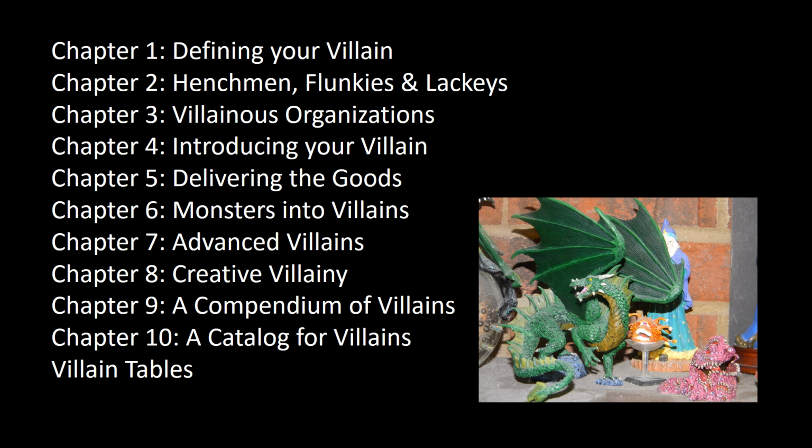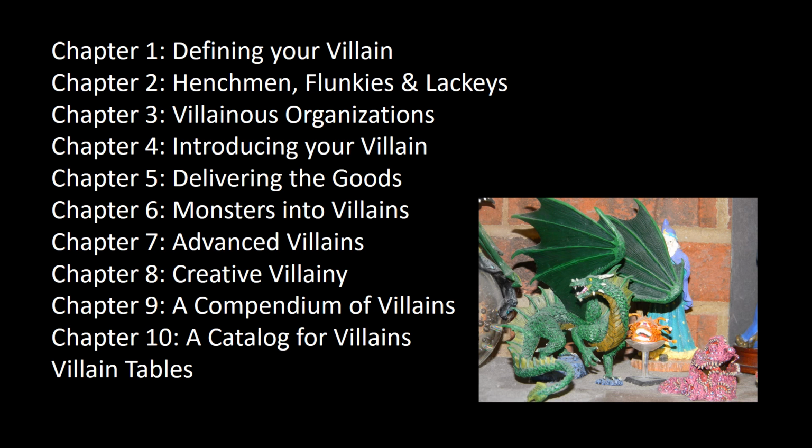Chapter 2 talks about henchmen, flunkies, and lackeys. Basically, those less important characters who can serve as temporary threats to the party, and how you use those to help tell the villain's story and make it make sense why the villain would be interacting with these various lesser creatures.